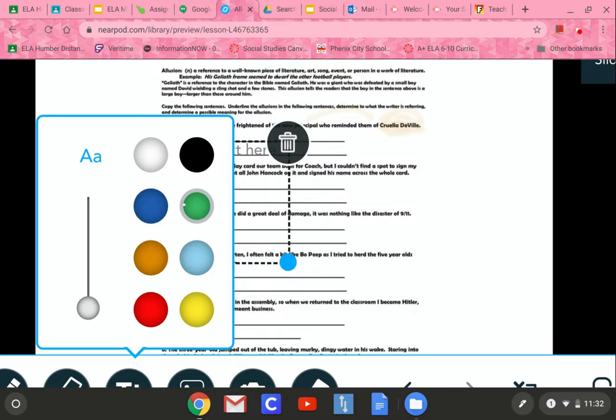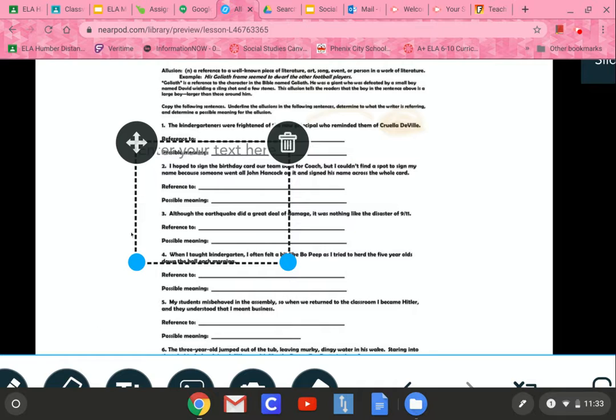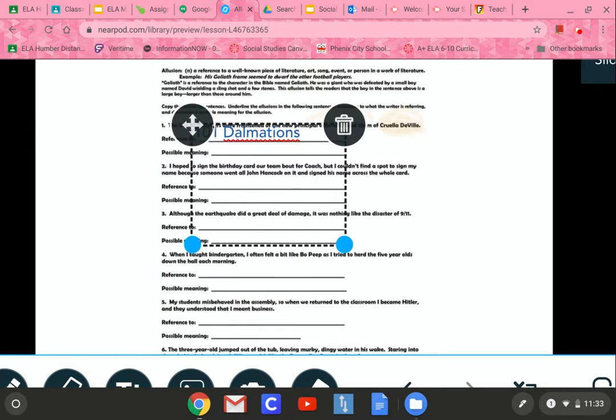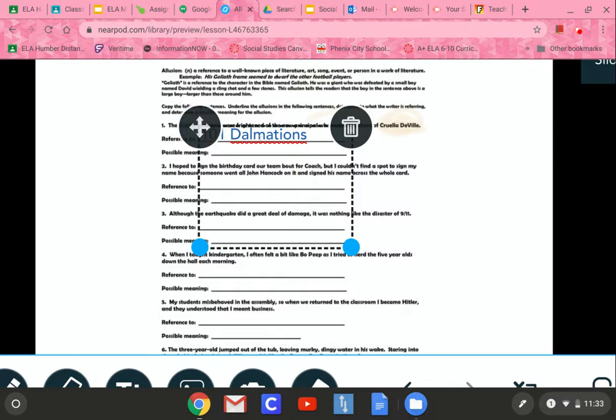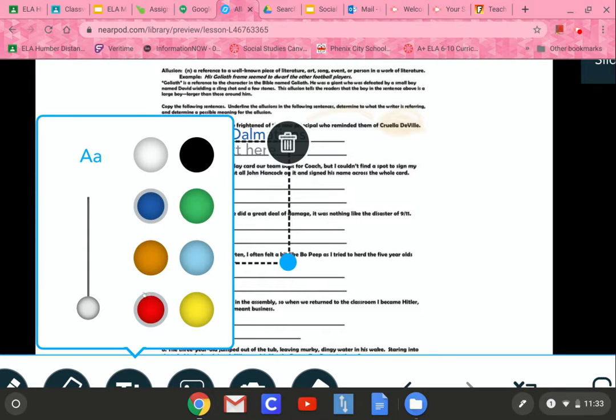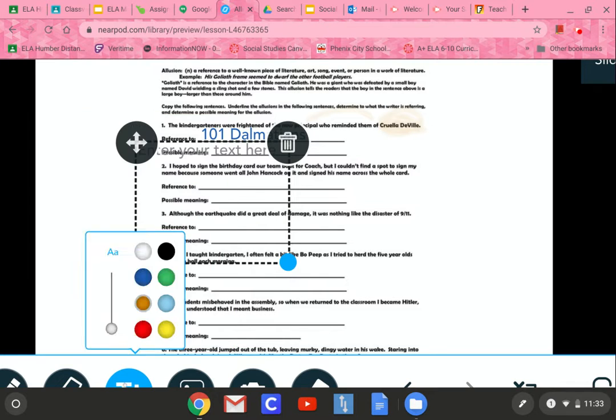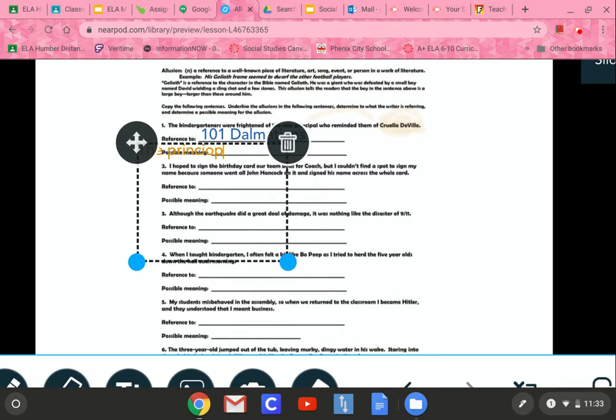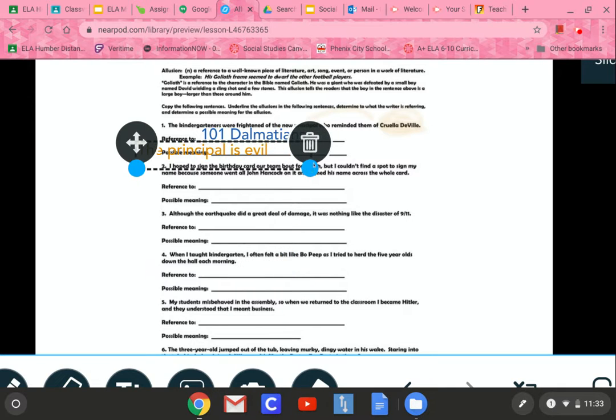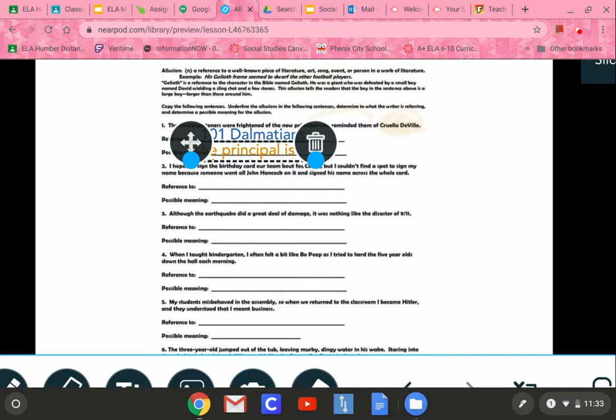So in the box, I'm going to put 101 Dalmatians. There we go. And the meaning to that would mean that the principal is evil. Maybe has some diabolical plans. There we go. Make sure that you put it on the line as you should.